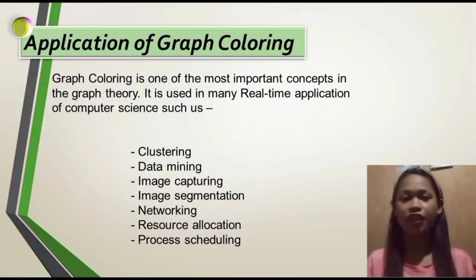Application of graph coloring. Graph coloring is one of the most important concepts in graph theory. It is used in many real-time applications of computer science, such as clustering, data mining, image capturing, image segmentation, networking, resource allocation, and process scheduling.